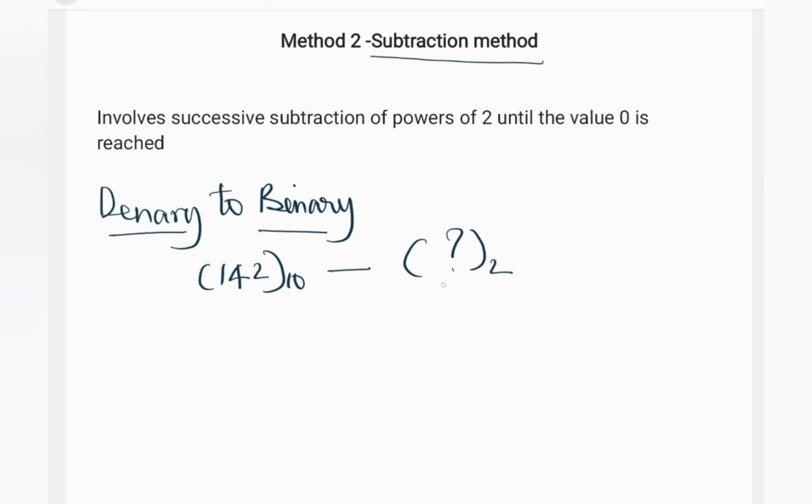Since for now we do not know the binary equivalent, I'm going to use the question mark. To start with, you need to write all the place values of 2. So we start from 2 to the power 0, which is 1. I'm going to write directly. You may convert it as well while writing. So then 1, 2, 4, 8, 16, 32, 64 and 128. So this is what you get.